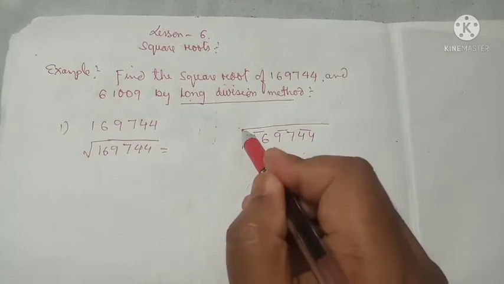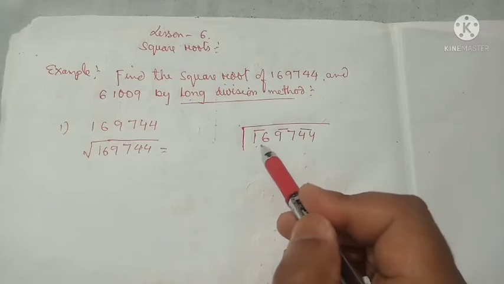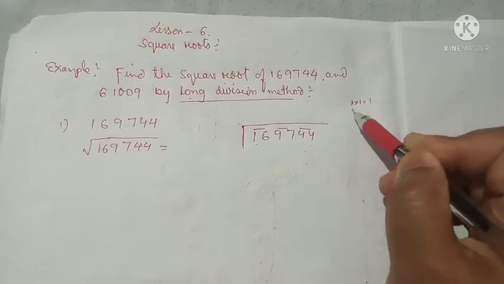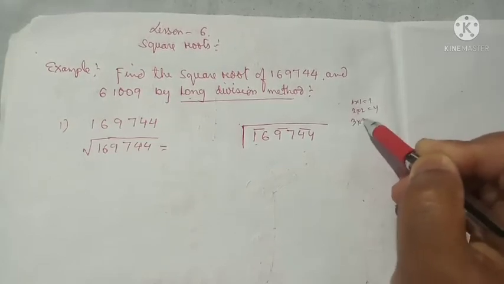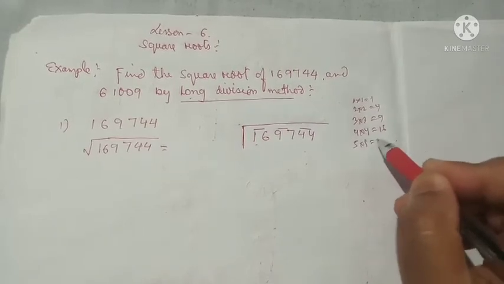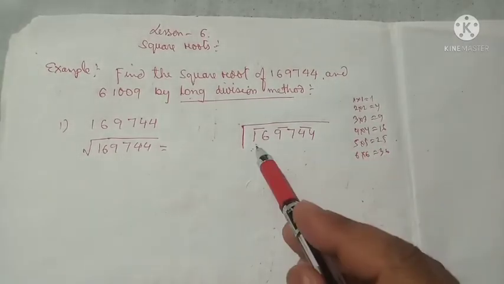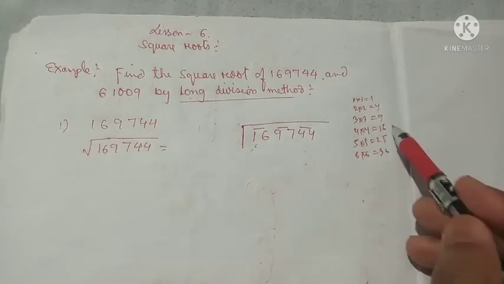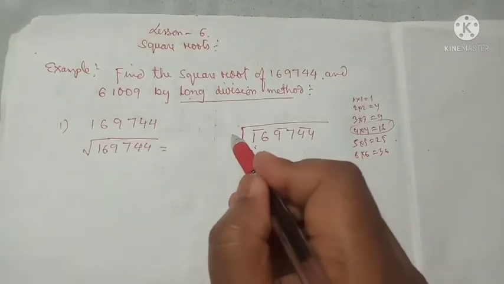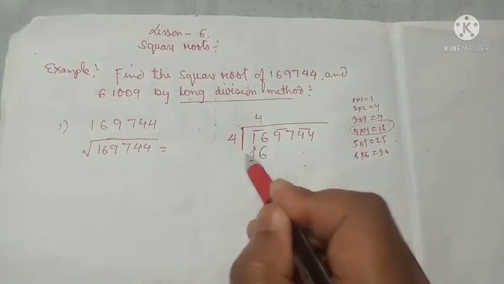Now how are we going to start? We find the nearest square to this 16. 1 1 is 1, 2 2 is 4, 3 3 is 9, 4 4 is 16, 5 5 is 25, and 6 6 is 36. Which one is nearest to this dividend? That is 4. The square of 4 is nearest to this dividend. So 4 will be the divisor and 4 will be the quotient, and here will come 16.